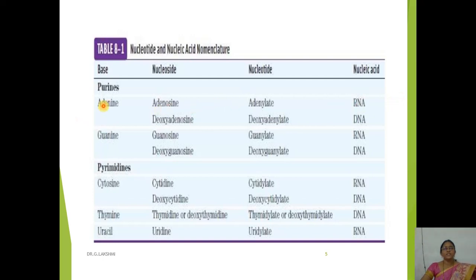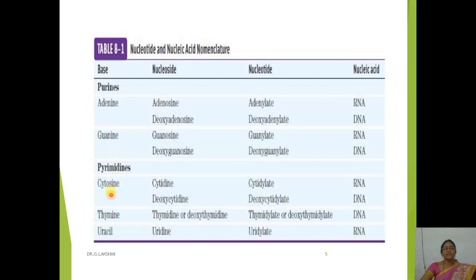See here, purines: adenine and guanine. For adenine, the nucleoside, that means the nitrogen base attached to sugar, is known as adenosine, and when attached to phosphate it is known as adenylate, found in RNA. Whereas for DNA they are known as deoxyadenosine and deoxyadenylate. Guanine: guanosine and guanylate for RNA, deoxyguanosine and deoxyguanylate for DNA.